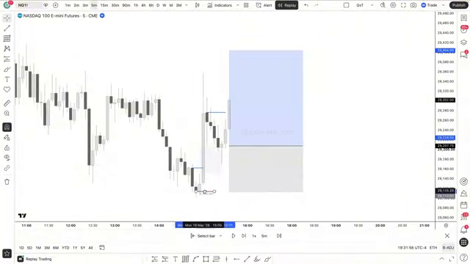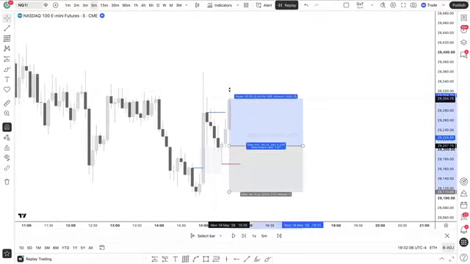This was the invalidation level before. As soon as you get tagged in, price goes in our direction just a little bit. That's all we need price to do, to go in our direction a little bit. Notice how we're only up 1R.